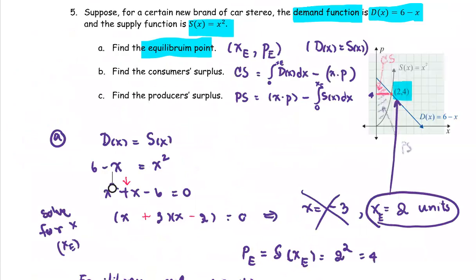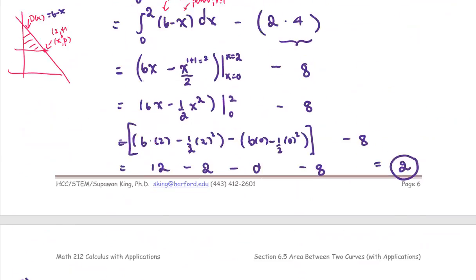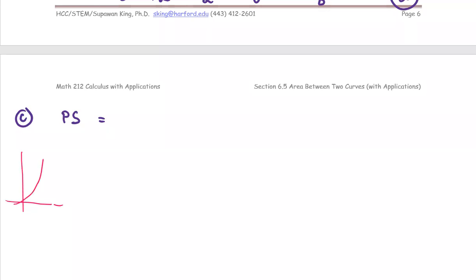Okay, and then the next part, I'm going to have to add more room. Let's see, can move it down. The next part is going to be the producer surplus, Part C. Producer surplus from the supply and the market price. The supply function S(x) equals x squared, and the market price is at xe, pe, the intersection point (2, 4), and we are going to find the area here.